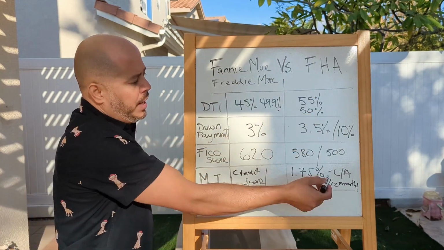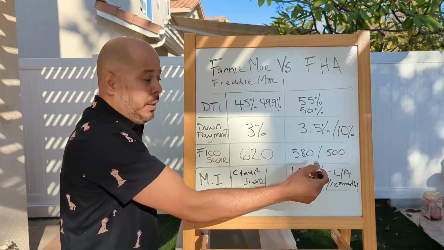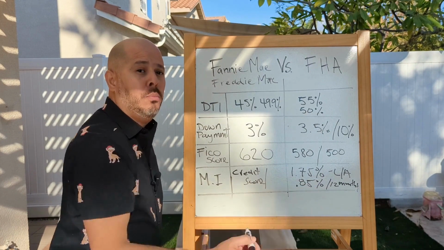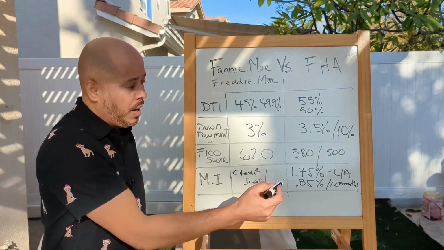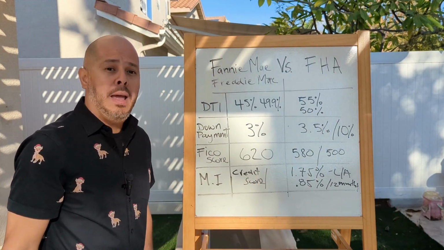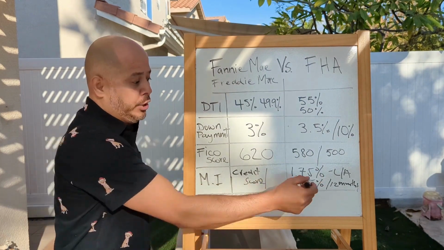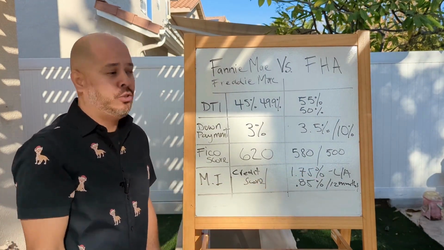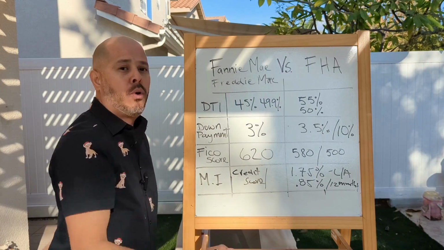So as you can see, FHA gives you a lot more flexibility, but it's going to charge you more when it comes to doing the loan upfront and then your monthly MI. Now with FHA, your mortgage insurance never goes away. As long as you have this loan, you're going to be paying that mortgage insurance.